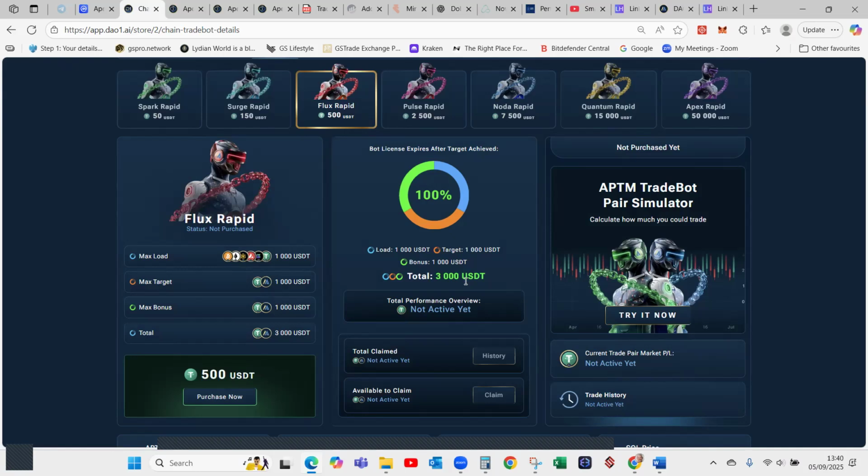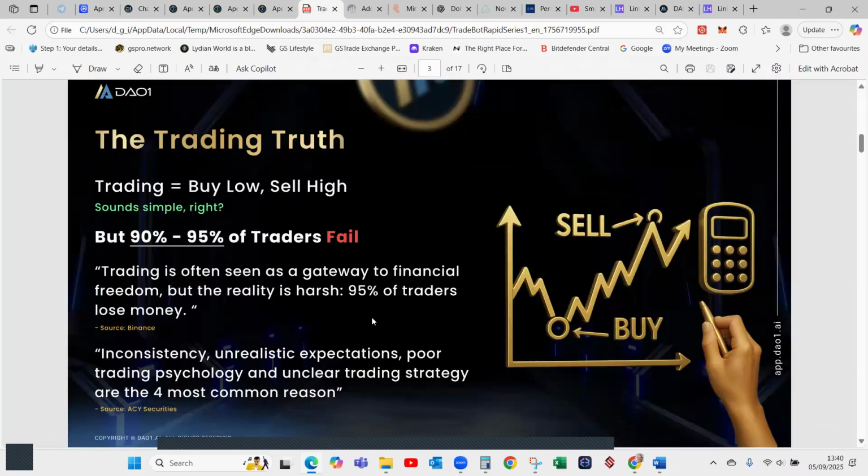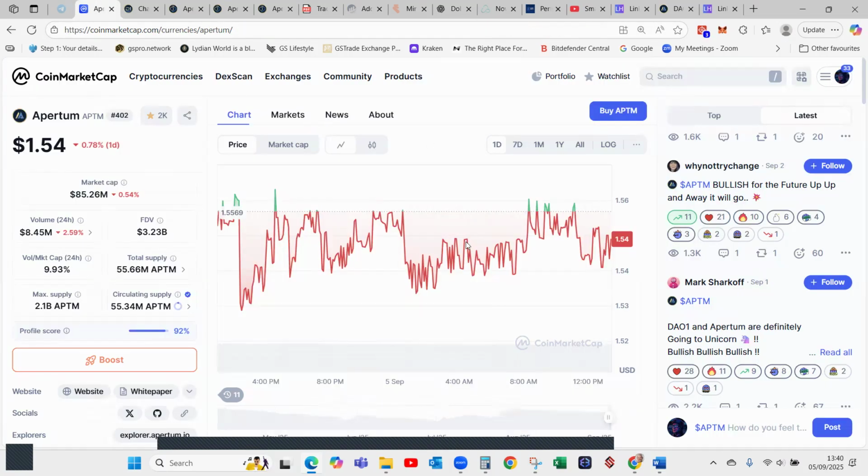But you can also have a look at the trading bot that trades automatically for you. When it reaches its performance target, the contract expires, and then you can get yourself another trading bot. But how cool is it if you've got a trading bot that just works automatically, and all it's doing is buying low and selling high on the Apertum token?